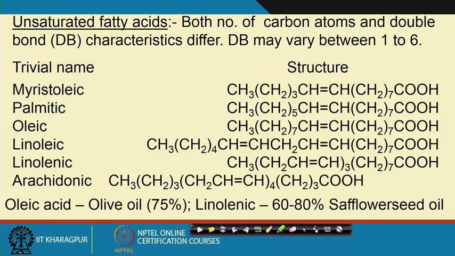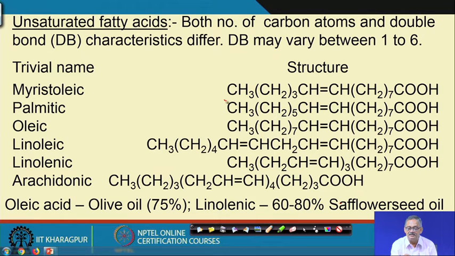Myristoleic acid is CH3, CH2 (whole 3), CH double bond CH, CH2 (whole 7), COOH. From the left, from the carboxylic acid group side, the double bond is between C9 and C10. So counting 7, 8, 9 and 10, between those positions it is myristoleic acid.